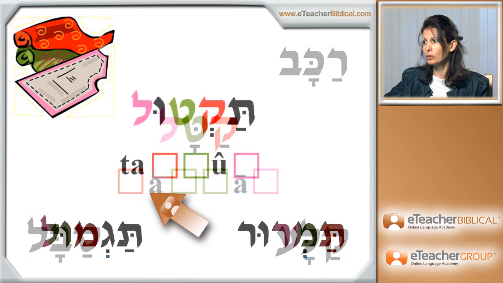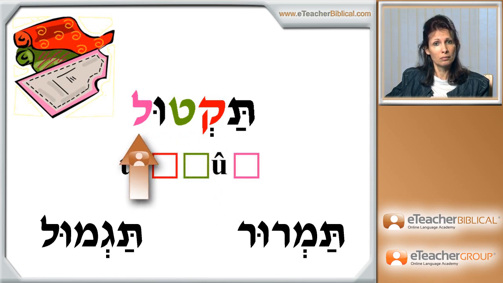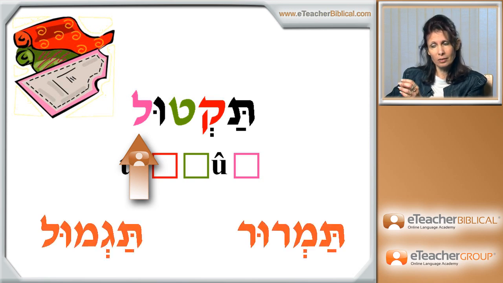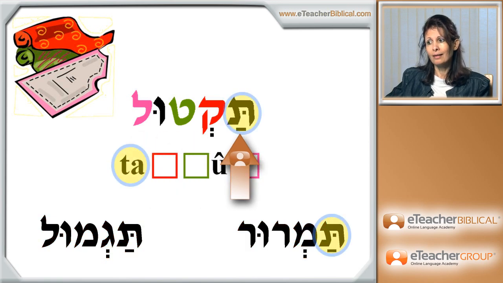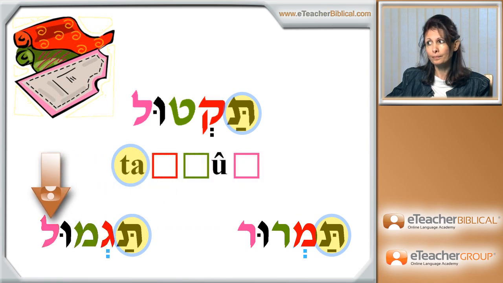Another pattern is demonstrated in the next slide, taktul. Again, this word is nothing for us. Just look at those 2 words, and they are very similar. Both of them are taking a prefix t, ta, and also ta, tamrur and tagmul.